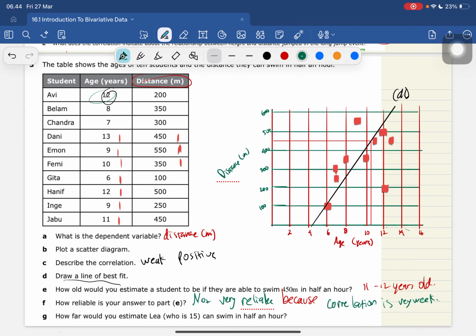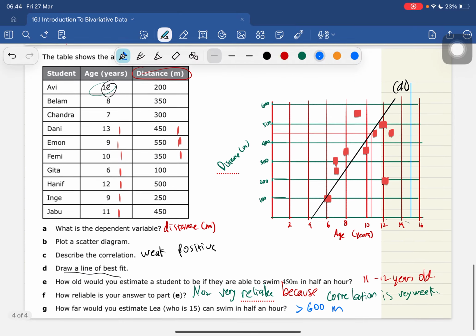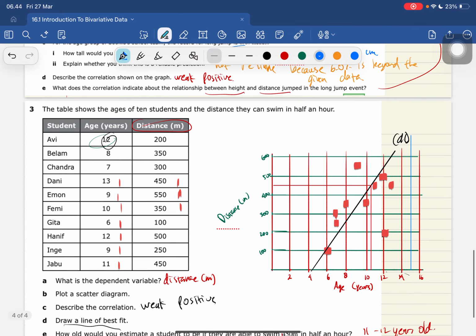Okay, next, how far would you estimate Leah, who is 15, would swim in half an hour? Yeah, here is 15. So if the best fit line is around here, we can say it is more than 600 meters. Okay, I think that is the question. Thank you.